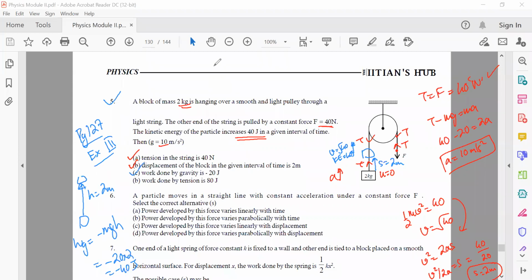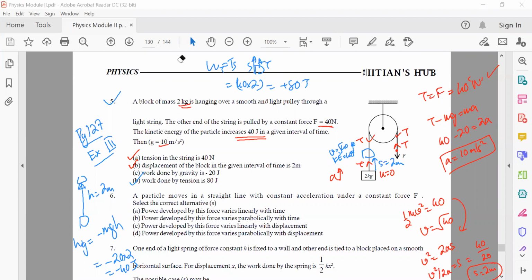And what about the work done by tension? The tension is acting vertically upwards and the displacement is also upwards. So that will be T into S. So the tension was 40 newtons. The displacement was 2, so it will be plus 80 joules. So that's also correct. Oh, sorry, the third option is wrong. It should be minus 40 joules, not minus 20 joules.